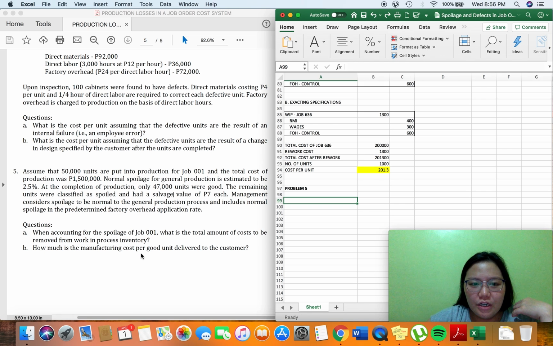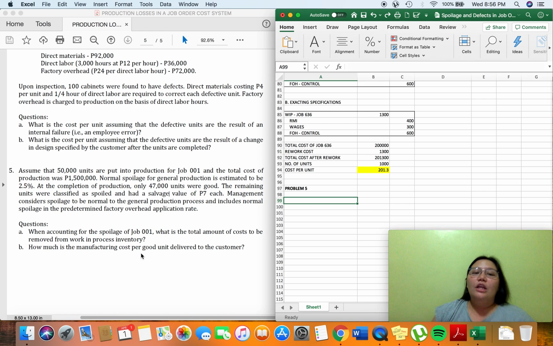So, we go back to the problem. The questions are as follows. When accounting for the spoilage of job 001, what is the total amount of cost to be removed from the work in process inventory? And then, how much is the manufacturing cost per good unit delivered to the customer? Sige. So, basically, it is safe to assume that every time you have a normal spoilage, internal failure yon, we can never have a normal spoilage due to the exacting specification of the customer. Kasi kung exacting specification ng customer yon, it is not the company's fault, no? So, sige, this is an internal failure.